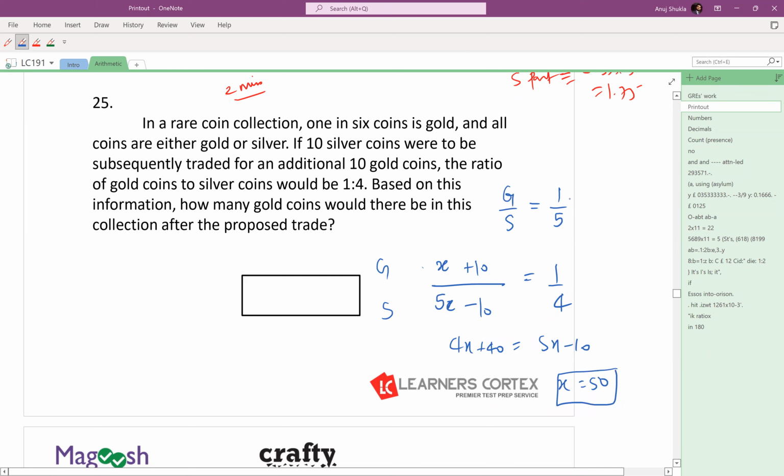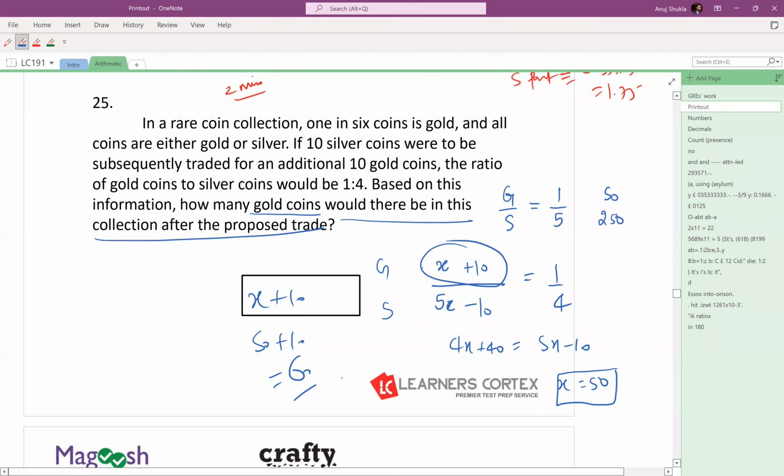x equal to 50 means previously how many coins were there? 50 gold coins were there and 250 silver coins were there. Right? Now they are asking how many gold coins would be there in this collection after the proposed trade. What people make mistake is they simply find the value x and then they put it as the answer. They're not asking the x value. After the proposed trade, this is the gold coin. Means you will be getting x plus 10 as gold coins. Means that is 50 plus 10, that is 60.